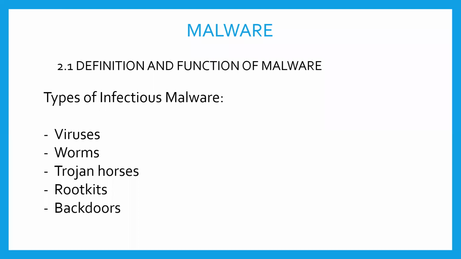Worms are self-replicating malware that uses a computer network. Again, if viruses replicate when triggered by a human action, worms are self-replicating malware that use a computer network to send copies of themselves to other computers. The Trojan horse is a non-self-replicating malware that pretends to be a harmless application. Imagine that it pretends to be a harmless application.